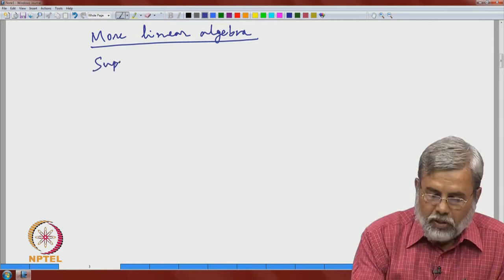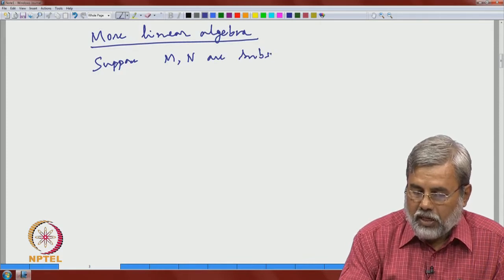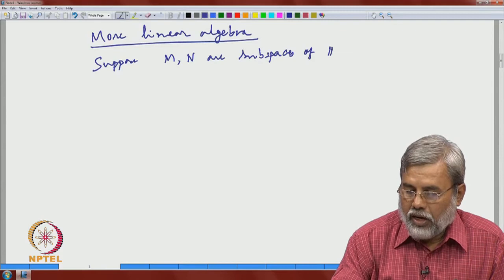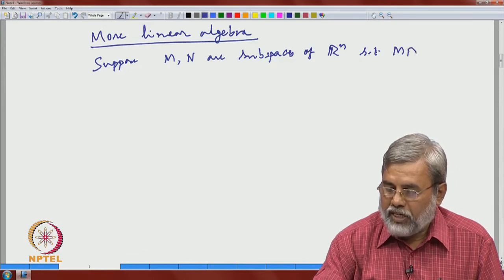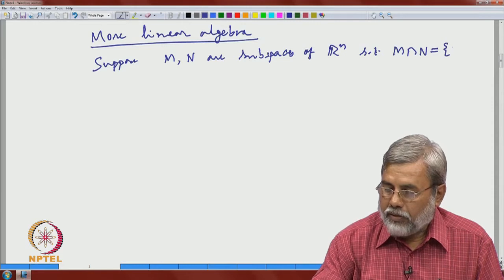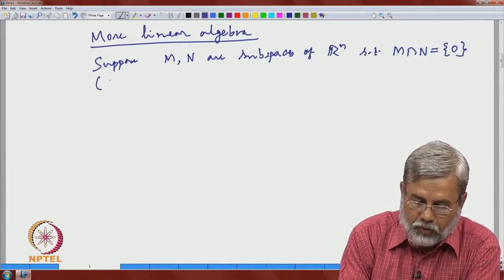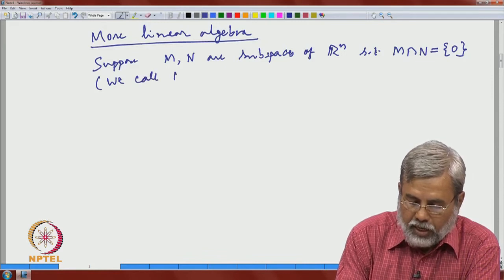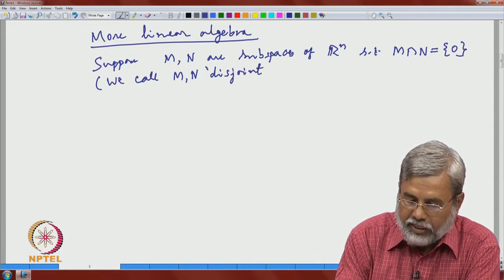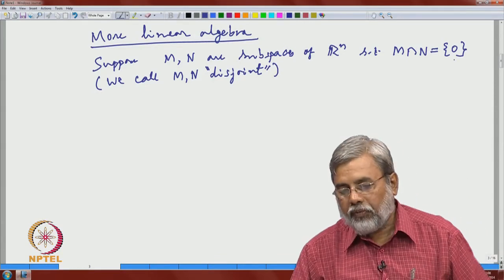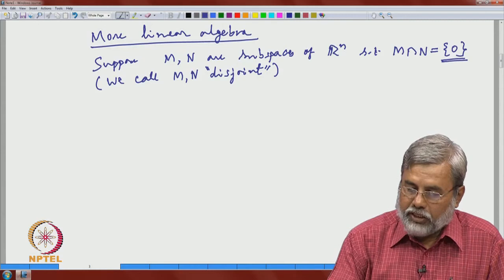Suppose M and N are subspaces of R n such that, since they are subspaces, the 0 element is always there, and I just want their intersection to be just 0. We call the subspaces M and N disjoint. Though the intersection is not empty, it is the trivial subspace, namely the 0 subspace, we still call it disjoint.